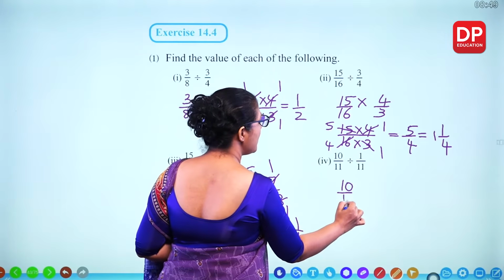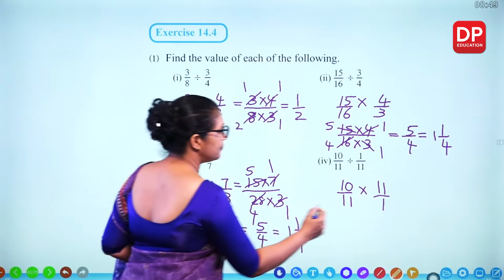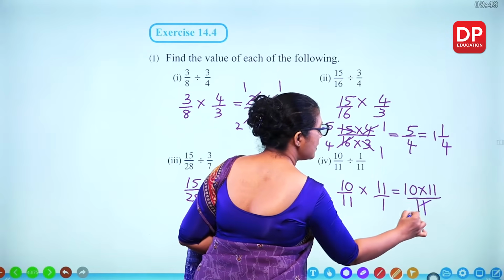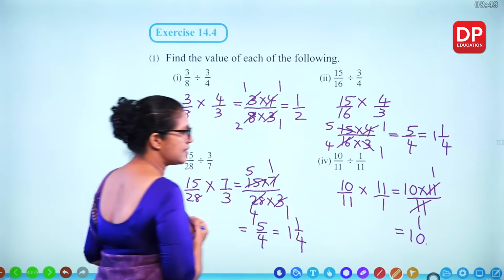10 over 11 multiplied by the reciprocal 11 over 1. 10 times 11 over 11. 11 get cancelled out and final answer is 10.